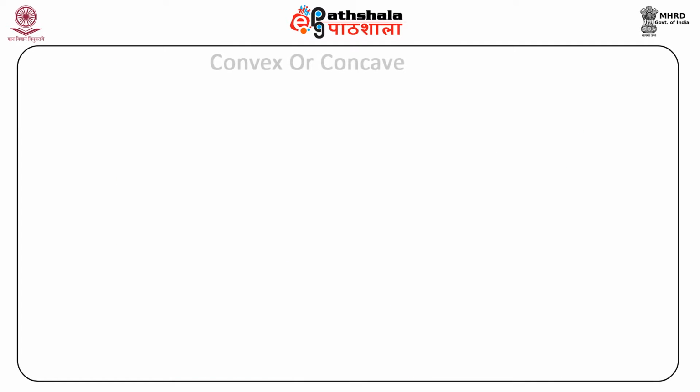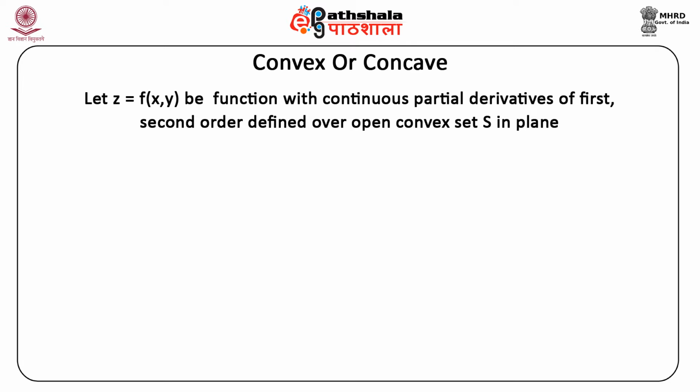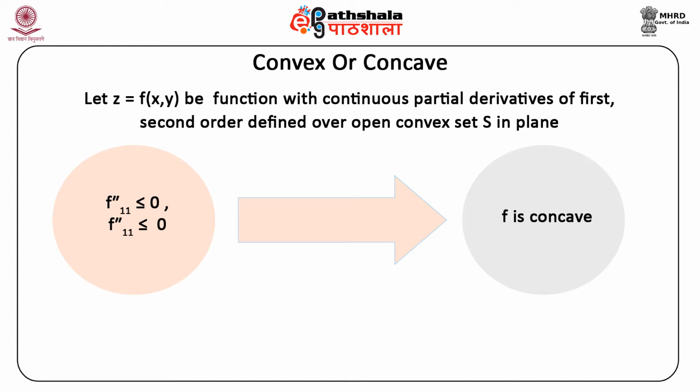For functions of two variables, the theorem reveals whether a function is convex or concave. Let z be a function of x and y with continuous partial derivatives of first and second order defined over an open convex set S in the plane. f would be concave, implying that f''11 is less than or equal to 0, f''22 is less than or equal to 0, and the determinant is greater than or equal to 0.